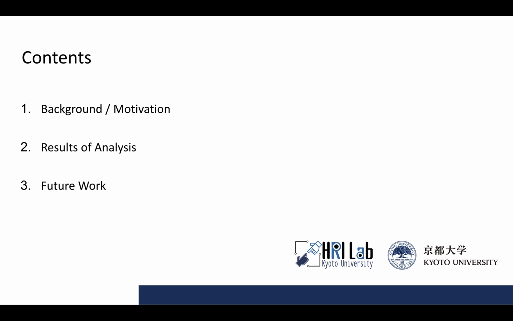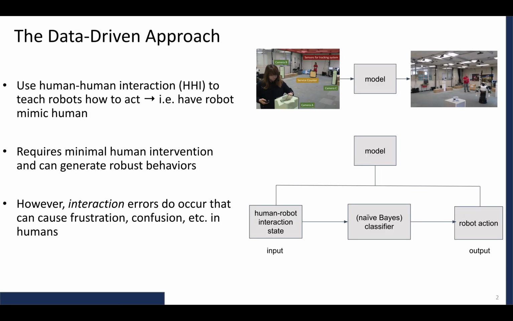I want to first present the background and motivation behind the work, the results of the analysis itself, and finally, our future research direction. To start off, I'd like to briefly introduce what social imitation learning is. Social imitation learning is an approach to generating robot behaviors from human-human interaction data. Simply put, we have the robot mimic how a human would act in a particular scenario.